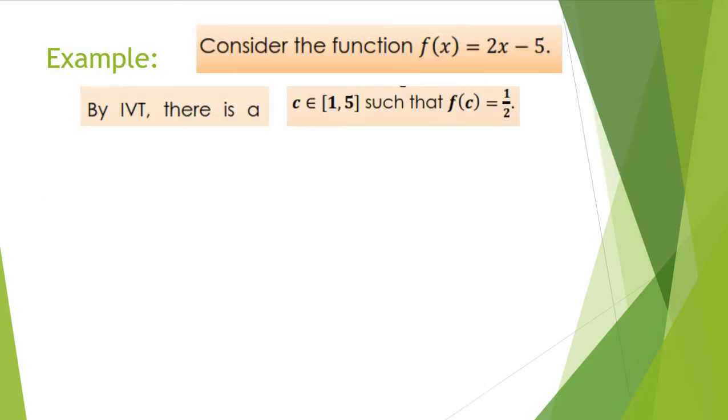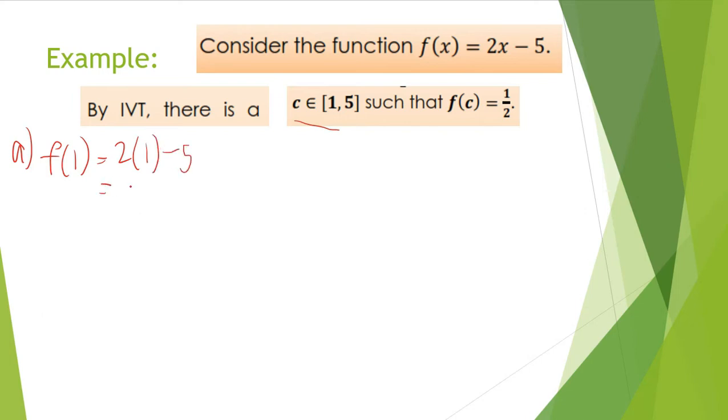To give you an example, consider the function f of x is equal to 2x minus 5. By intermediate value theorem, there is a c on interval 1, 5 such that f of c is equal to 1/2. First step is to evaluate using the endpoints 1 and 5. Okay, so let's solve. Gagamitin natin yung function f of x is equal to 2x minus 5 and then we substitute the endpoints 1 and 5.